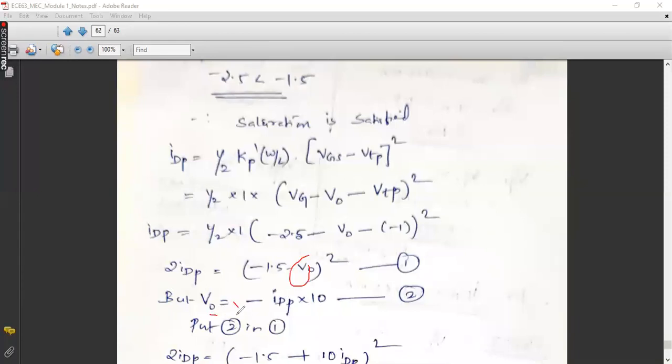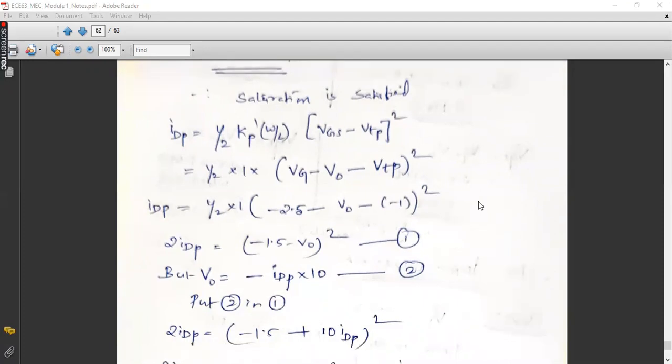So you should write V naught in terms of IDP. While writing V naught in terms of IDP, see that the output is negative. So you have to put a negative symbol here. As per the current flow direction, we are getting a negative voltage across the resistance, output resistance, right? So V naught should be minus IDP into 10. Now substitute 2 in 1. Make a quadratic equation by expanding that a minus b whole square, and tell me the final answers for IDP.